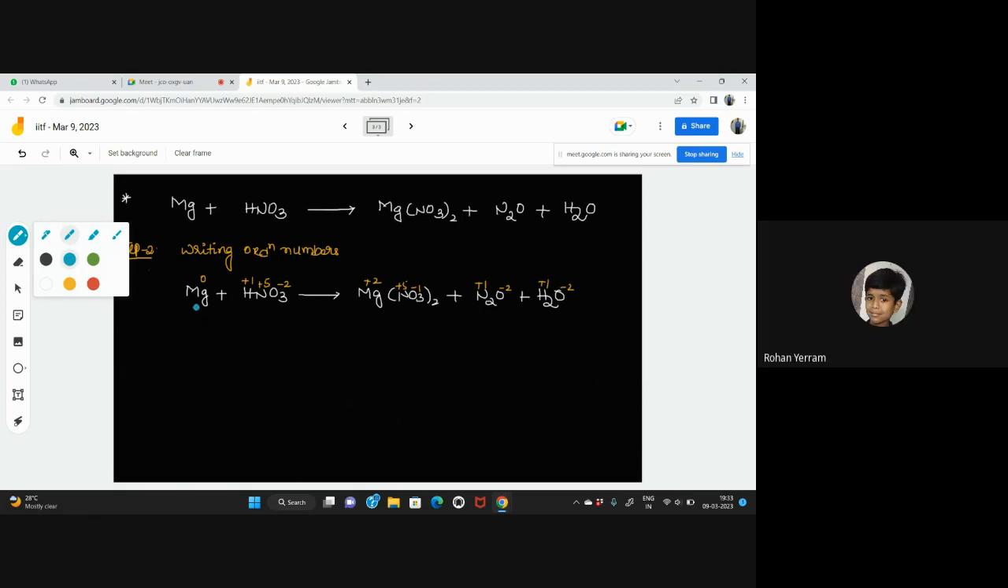Sir, magnesium, and nitrogen also. So how many electrons are transferred? Magnesium, 2 electrons, and it is loss. Next, nitrogen gains 4 electrons. 5 or 4? 4, sir. Gain or loss? Gain. 4 electrons.